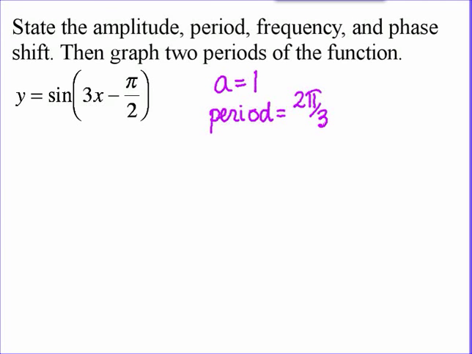With that in mind, what's the frequency going to be? 3 over 2 pi. So basically all you're doing is flipping those. It's called flipping.